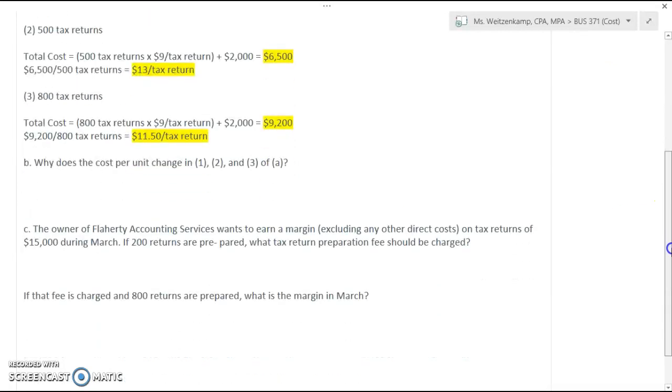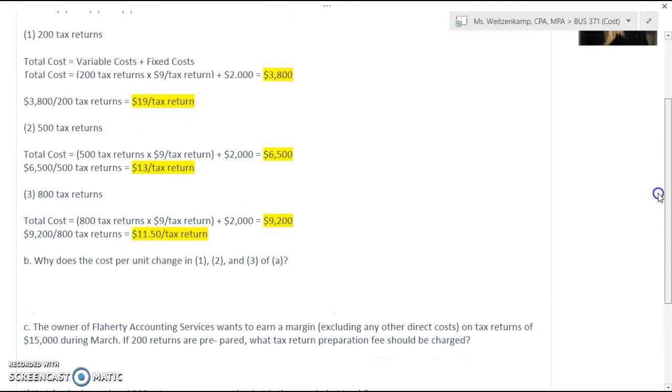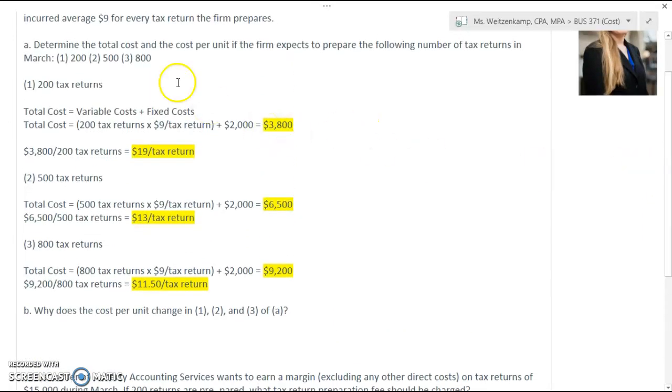Part B, why does the cost per unit change in 1, 2, and 3 above? So here the tax returns was going from 200 to 500 to 800 tax returns. So the number of tax returns that we are assuming are produced in March is continuing to increase. And as we see, the impact on the cost per unit is $19, $13 to $11.50. So we see that as the number of tax returns increases, the cost per unit decreased.